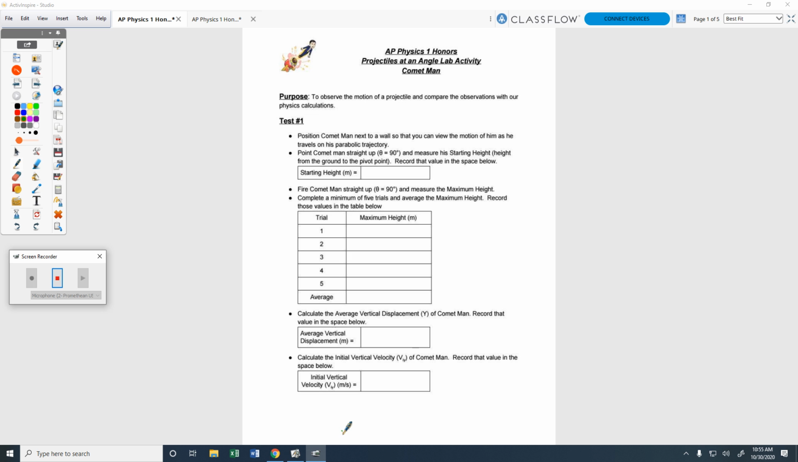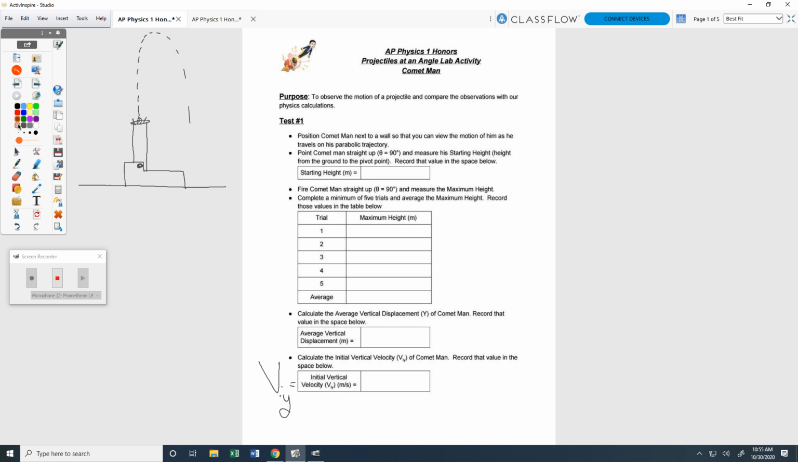So the first part, we had Comet Man on some surface and you launched him straight up into the air. The idea is he's going to come out of the cannon, travel up into the air, and then come flying back down. What we're trying to find out is his initial vertical velocity. That's our ultimate goal down here. To do that, I need a couple of measurements.